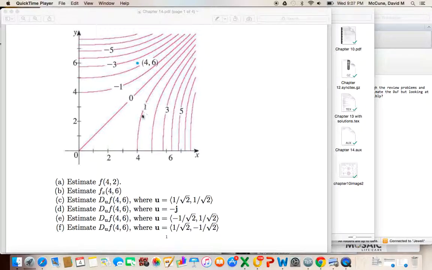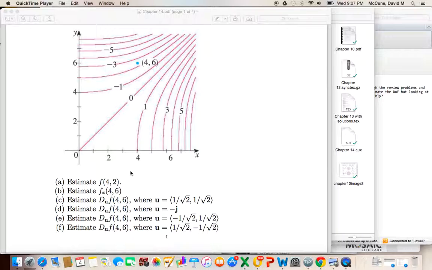So since this is 1 foot above sea level and you're pretty close to that contour line, and since you're between 0 and 1, right here I would estimate f of 4, 2 to be about 0.9 or something. But there's a range of correct answers. You could say anything between 0.5 and 1, and I would take it, simply because your height is probably somewhere between 0 and 1.